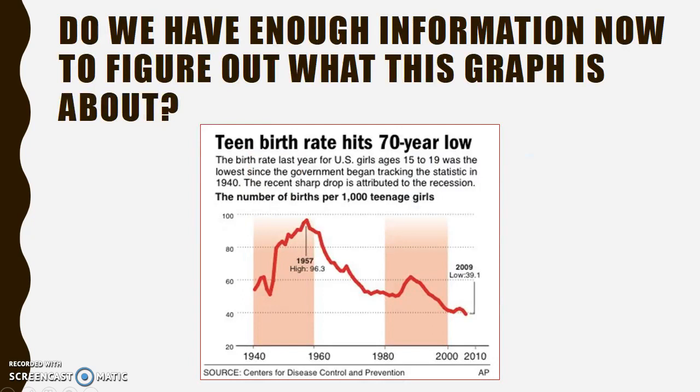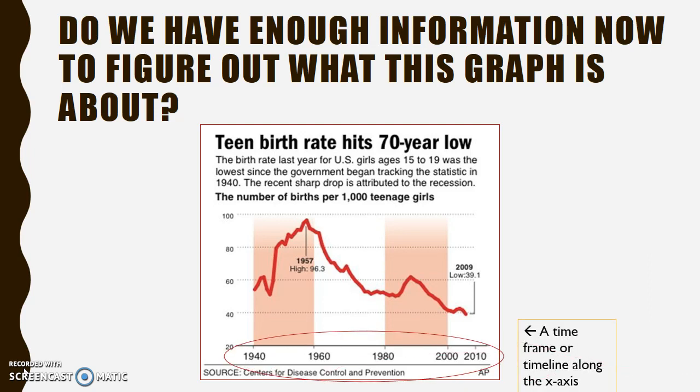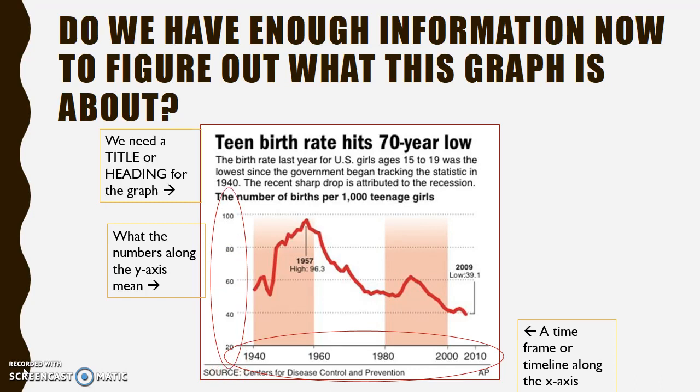If you guessed that this graph was talking about teenage pregnancies, then you would be correct. This is showing us pregnancies from the years 1940 to the years 2010. Notice along the bottom that we have our time frame. And along the side, these numbers represent the number of pregnancies per 1,000 teenage girls during that particular year. We also have a title and a sentence that explains what we're looking at and why this data is significant.